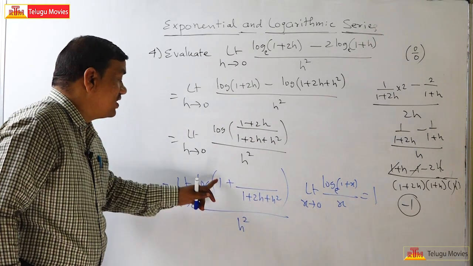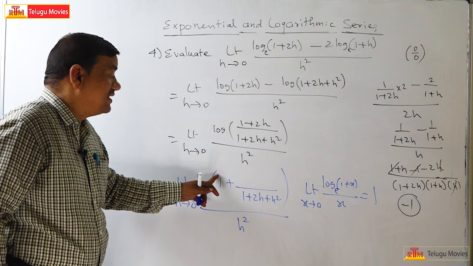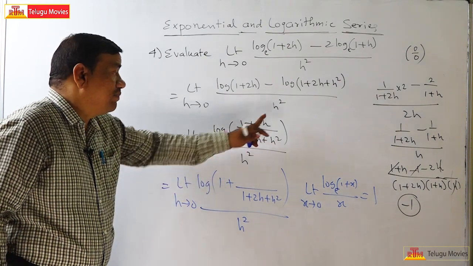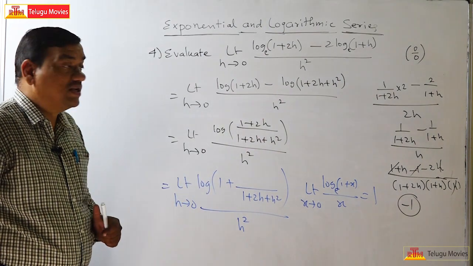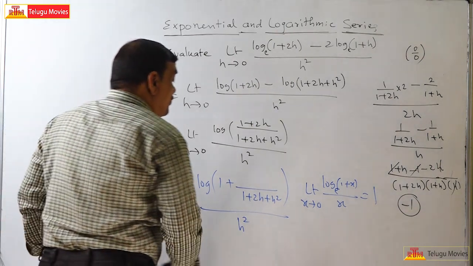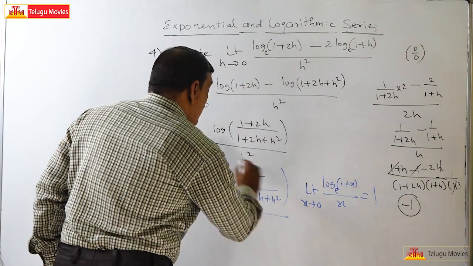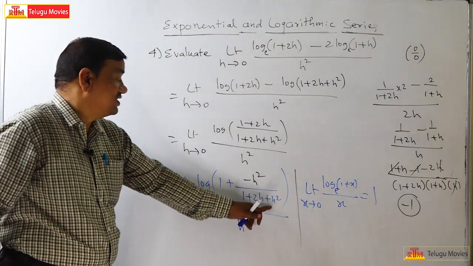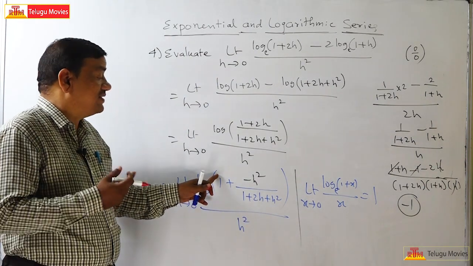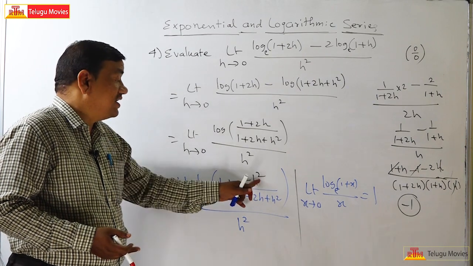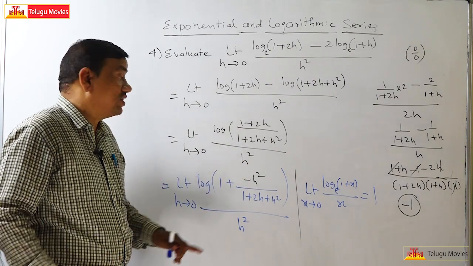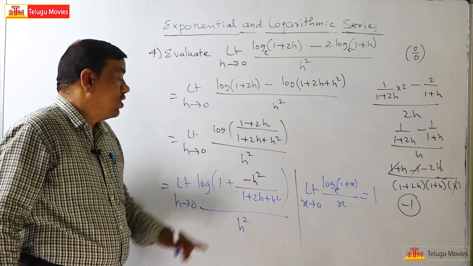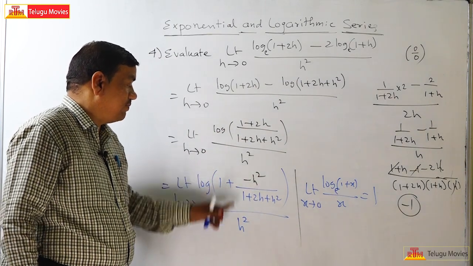So here what will come? 1 plus 2h will come plus h square will come. Already 1 plus 2h is required. So if you write down minus h square, the problem will be okay. Why? Because take the LCM: 1 plus 2h plus h square minus h square, plus h square minus h square cancel, 1 plus 2h by 1 plus 2h plus h square by h square.